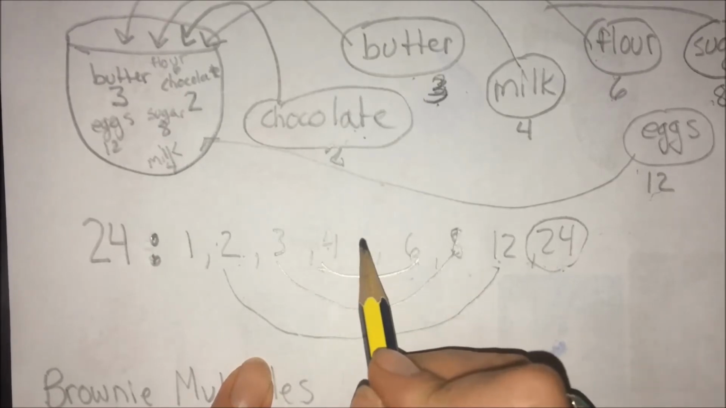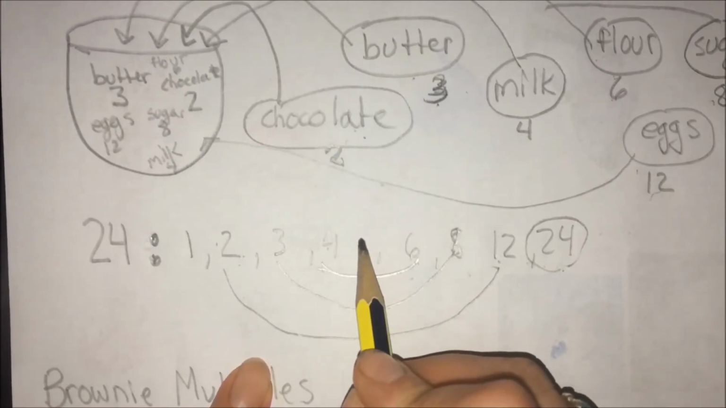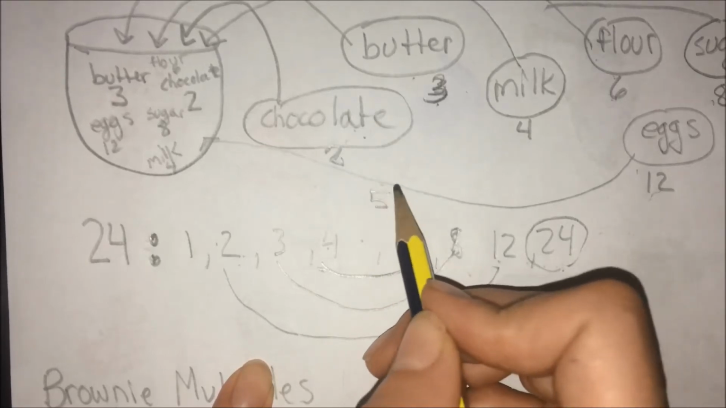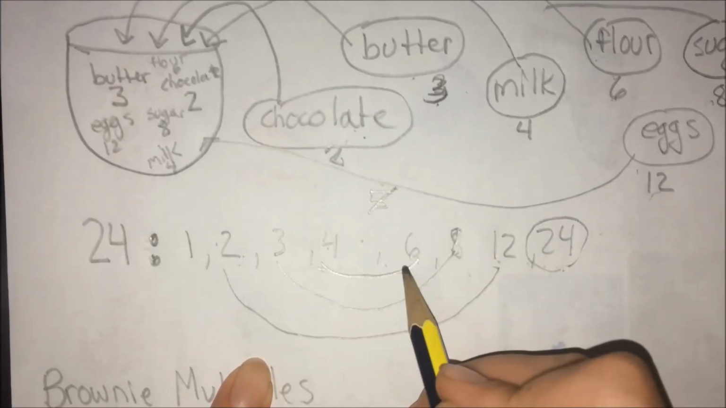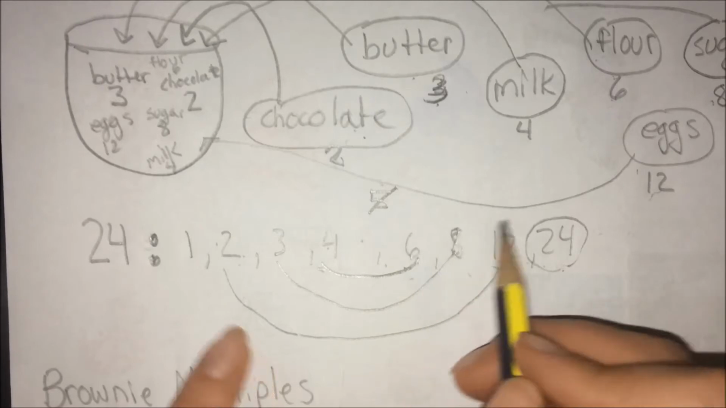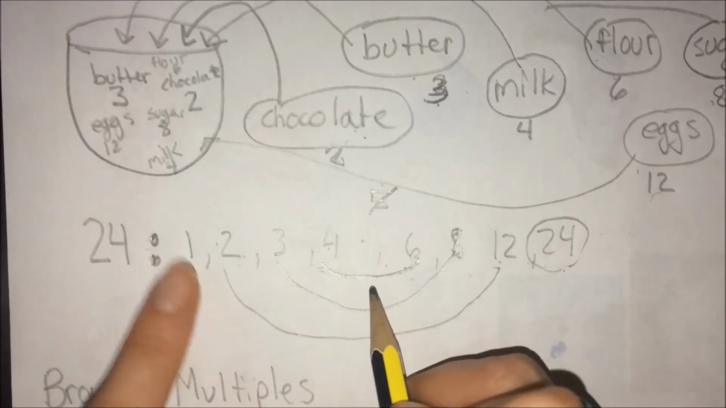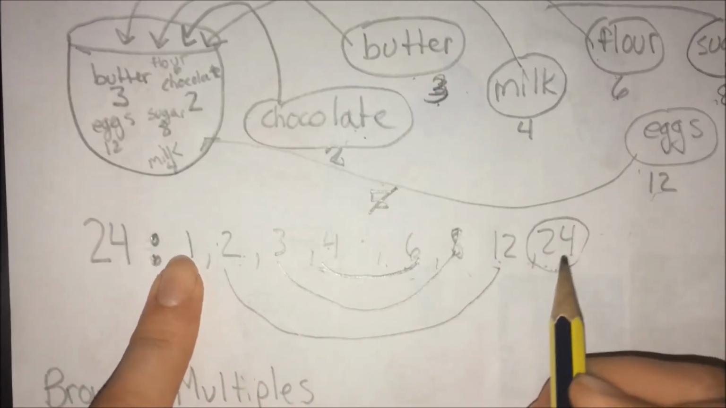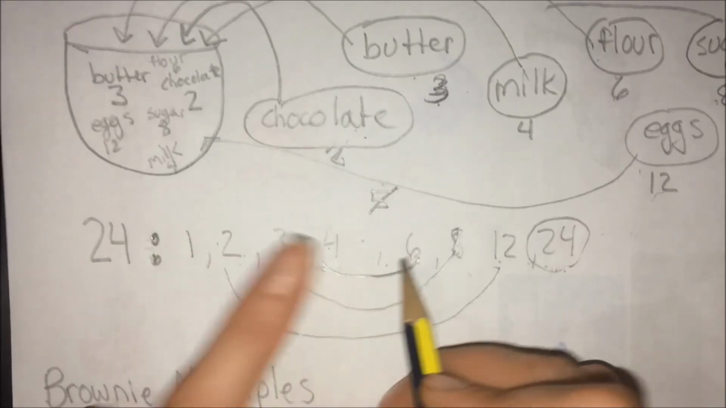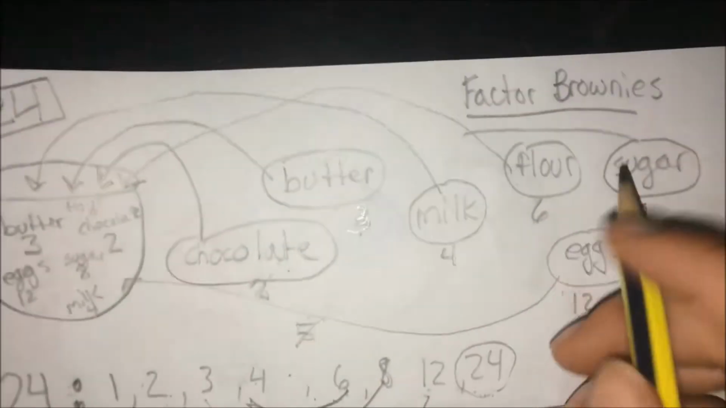And then 5 comes next. Does 5 go into 24? No, we do not have a 5. And then the next number is 6, but we already wrote the 6. So we've closed the gap. So always start with a 1 and the original number and close the gap. Now that's the word factor. Factors are like ingredients for brownies.